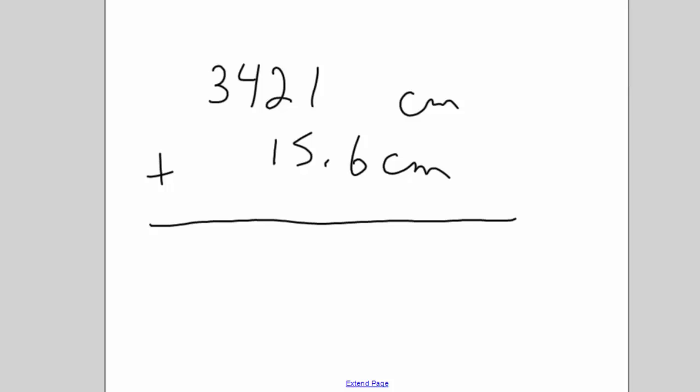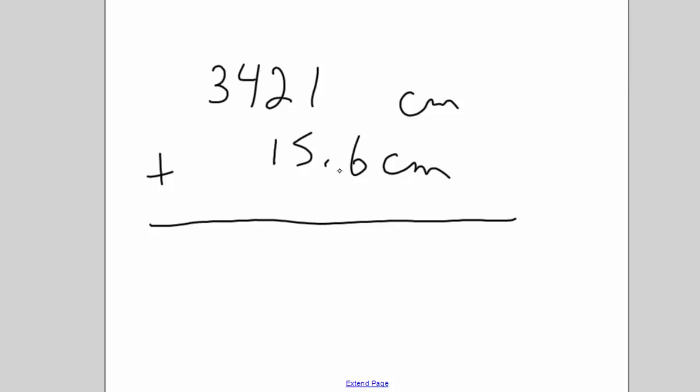Addition and subtraction is slightly different. Let's say you measured something that was 3,421 centimeters, and you measured something else that was 15.6 centimeters, and you wanted to add those things together. When you measured 3,421 centimeters, you were not able to measure a tenth. Presumably this 1 here is an estimated digit. This one, you used a different ruler, clearly, one that enabled you to measure out to the tenth.